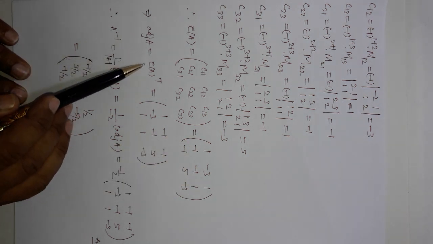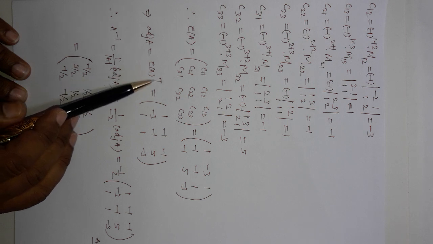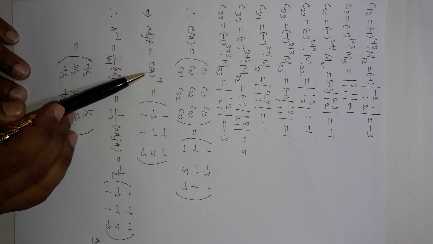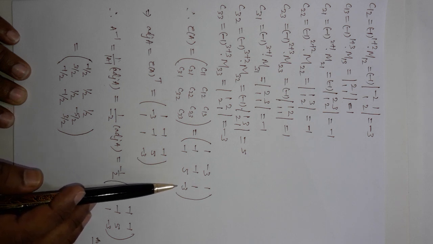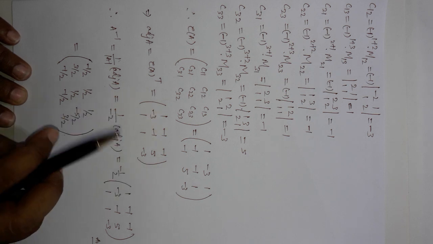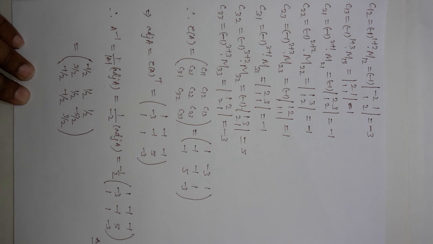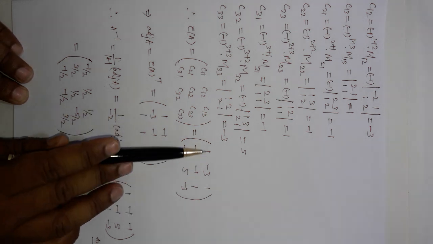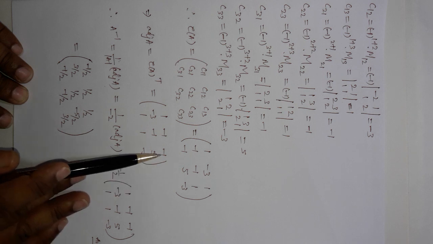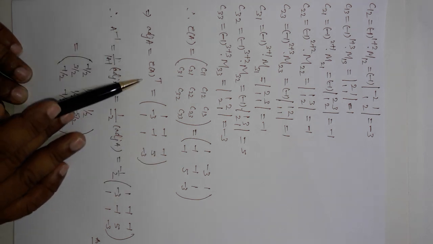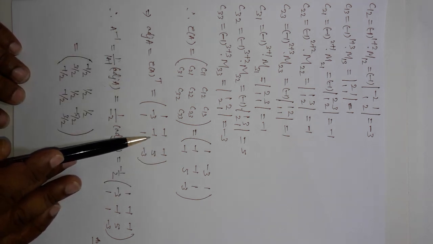Now, the adjoint of A is equal to the transpose of the cofactor matrix of A. So, find the transpose of C of A. Again, let me tell you that transpose means changing rows into columns or columns into rows respectively. So, first row you make first column, second row you make second column, and third row you make third column. In that way you have obtained the adjoint.